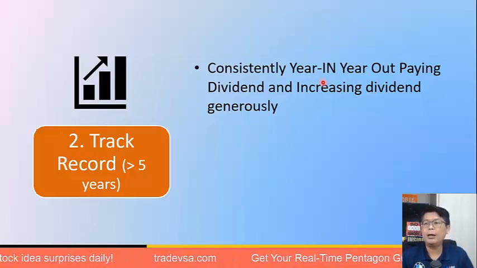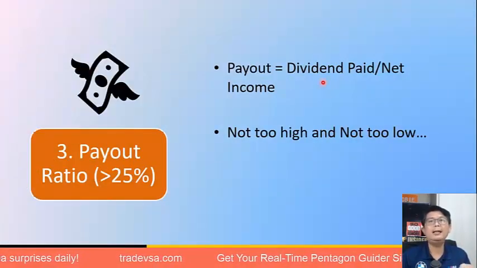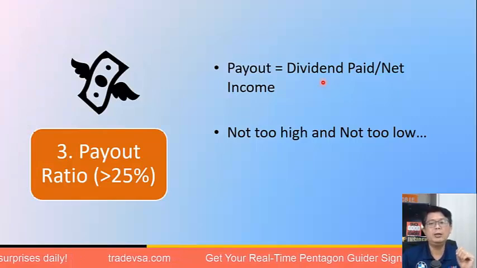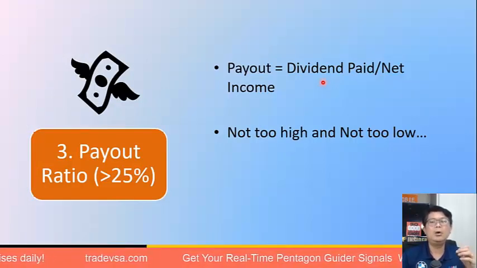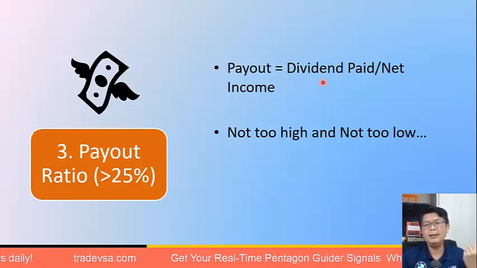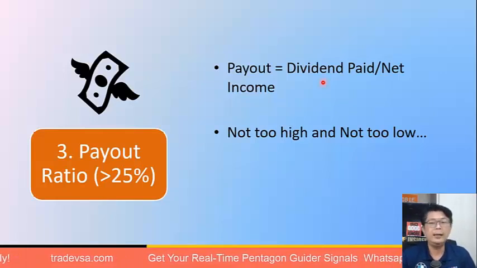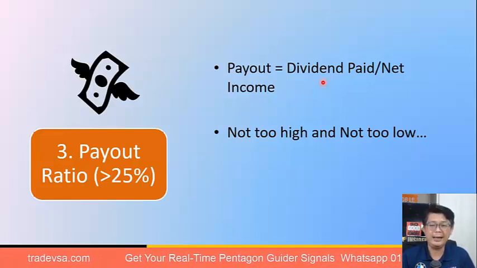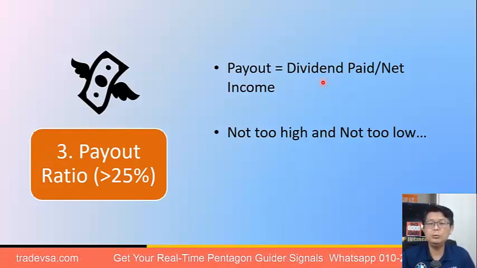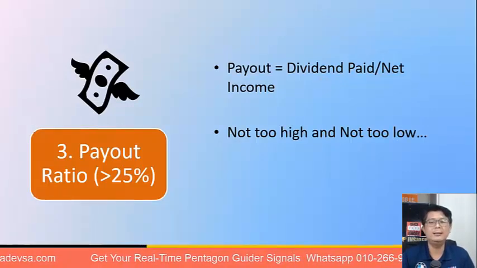For our session tonight, we won't be talking about CANSLIM or SUMO. It's all on stock dividends. Tonight we're talking about dividend. And the third one is the payout ratio, which must be greater than 25%. The formula is dividend paid divided by net income. I'm going to show you all the case studies, but we just want to go through all these formulas. The payout ratio shouldn't be too high, and not too low either. Of course, 25% is the baseline. The higher is better.